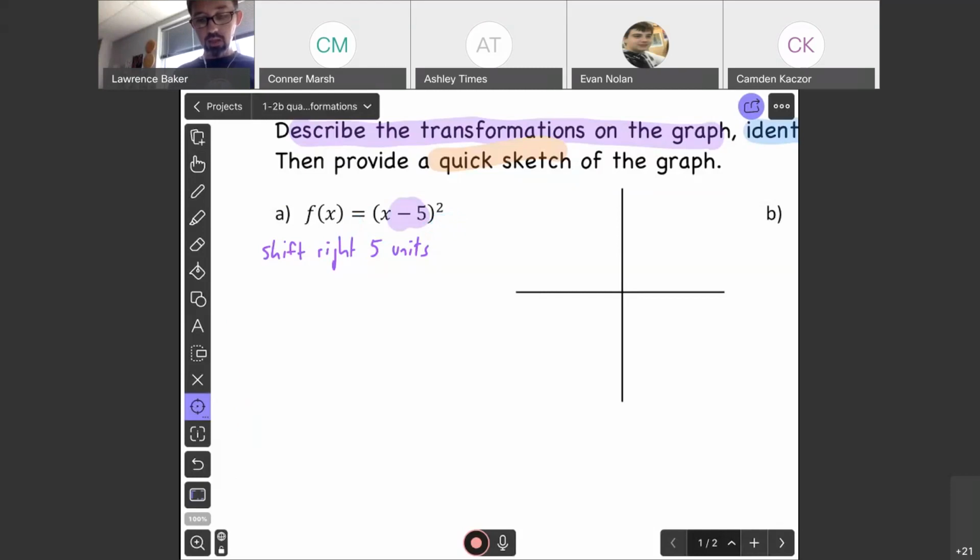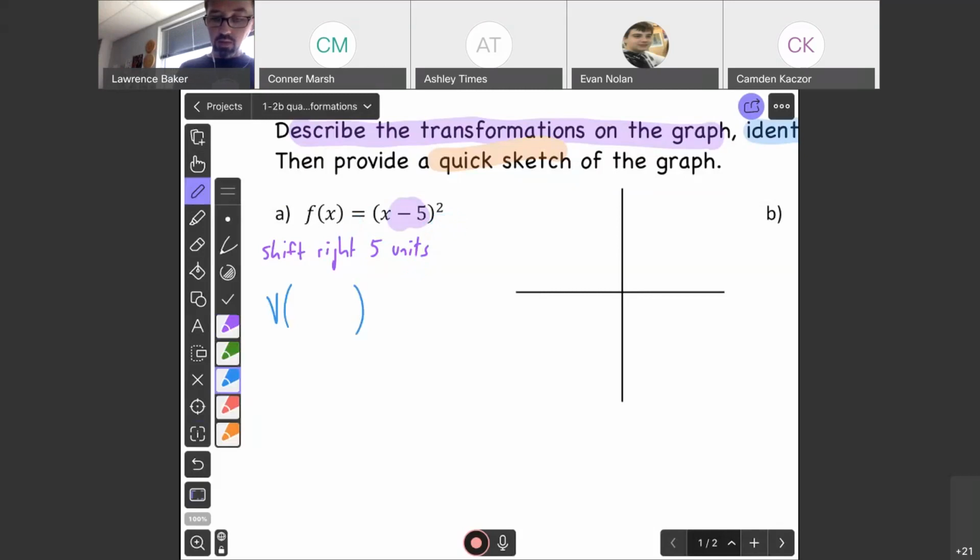Okay, so we're only going to mention the things that are different than the parent function. So this minus 5 is different, so we need to talk about it. That's the only transformation there to talk about. And then we move on to the vertex. The vertex is at a point. We need to identify where it is. Remember, those values are right here and right here, our h and our k values.